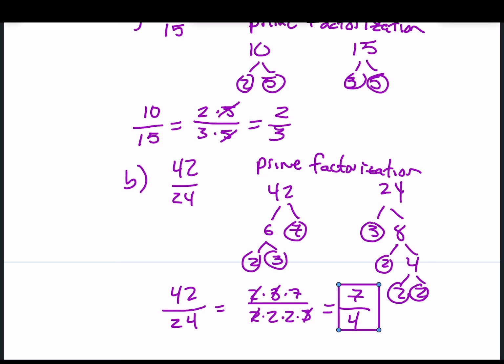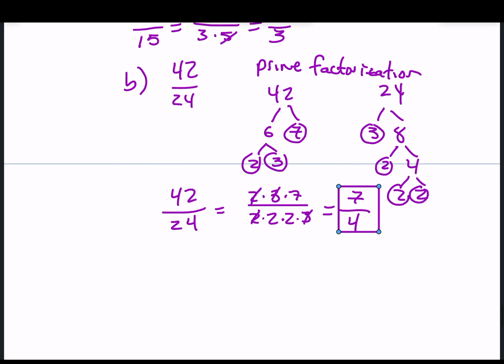And we can do one more. What about 9 over 45? Well, we can rewrite the prime factorization of each. I'll skip over the factor tree this time. Prime factorization of 9 is 3 times 3. And the prime factorization of 45 is 3 times 3 times 5.